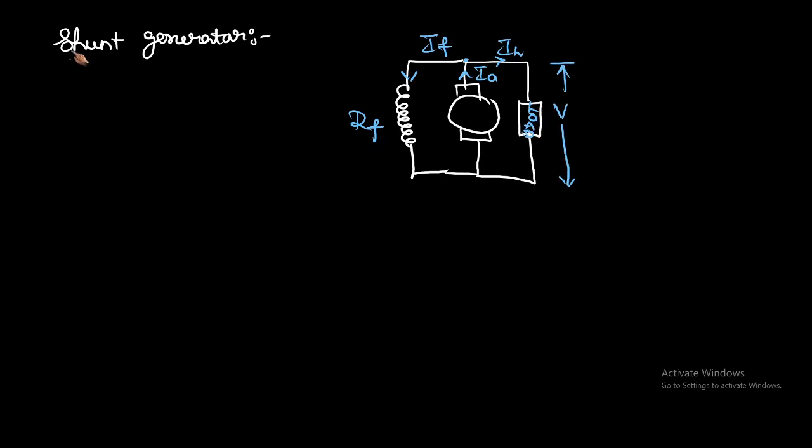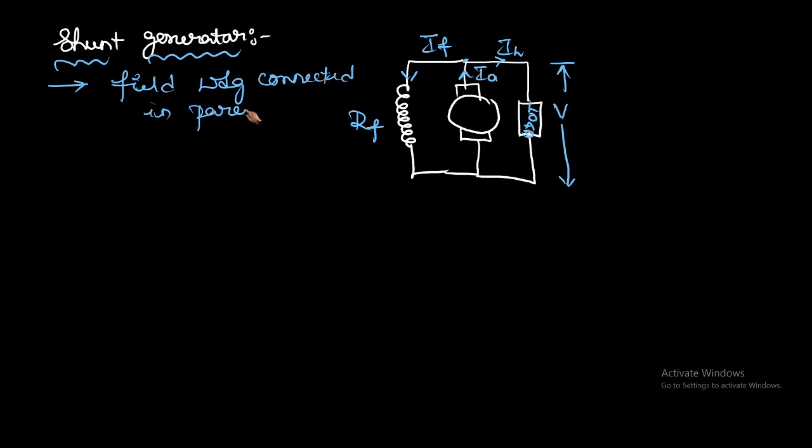Let us understand the equations clearly. First, we will write the meaning of shunt generator. If a field winding is connected in parallel with the armature, that type of generator we call the shunt generator. Let us see the equations one by one. First, EMF will be generated.